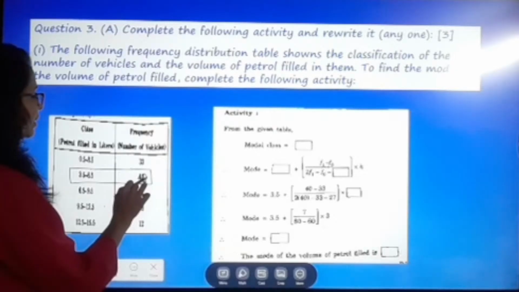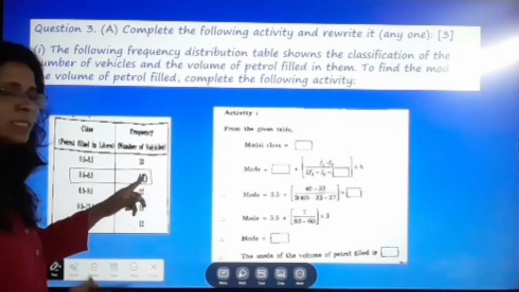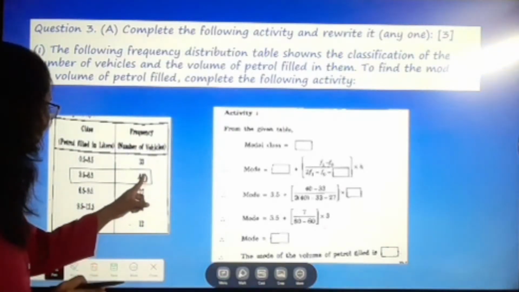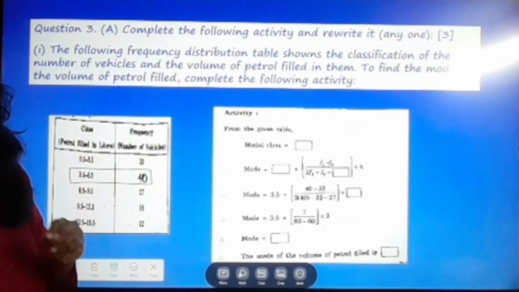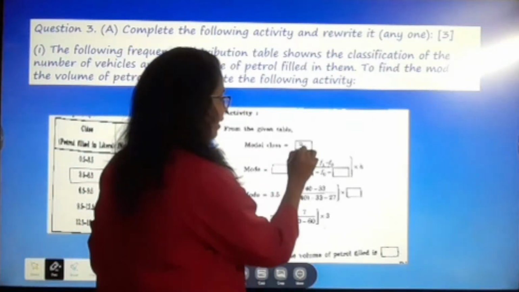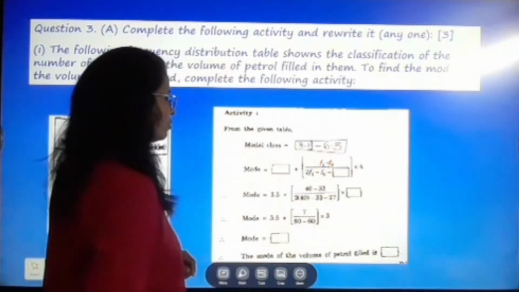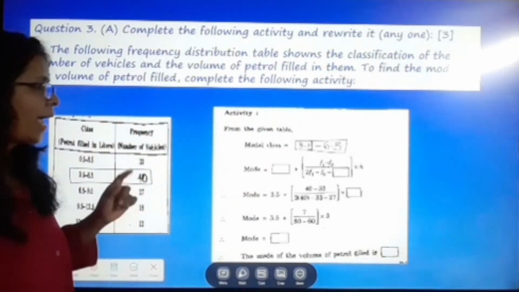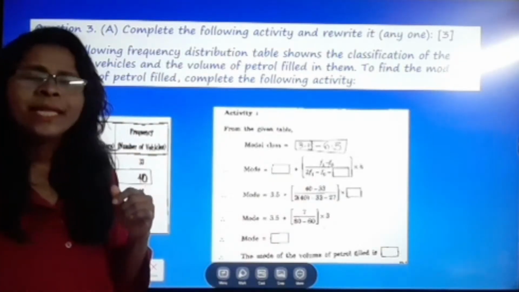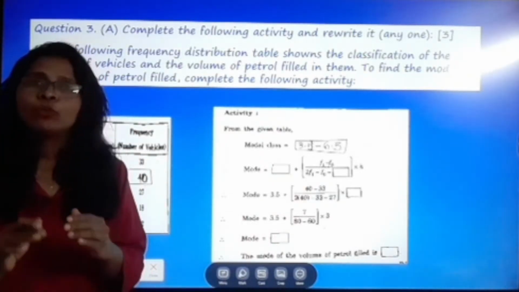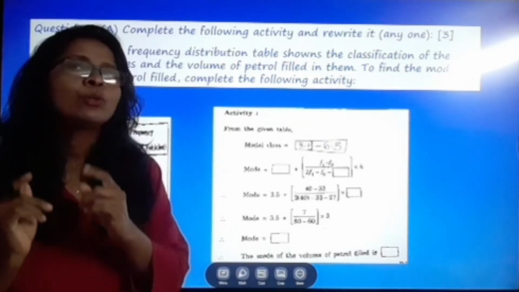Okay, so that means here we take out the modal class. The 40 is the frequency, and with respect to the frequency 40, the class is 3.5 to 6.5. So here I write 3.5 to 6.5. Okay students, then next we have to find the mode, and here we have to write down the formula. Okay students, here the question is activity based, so half the formula is given, but you should remember the formula fully.